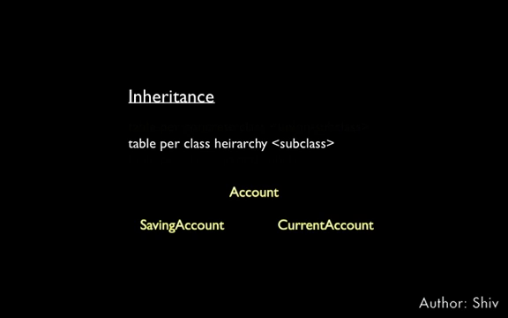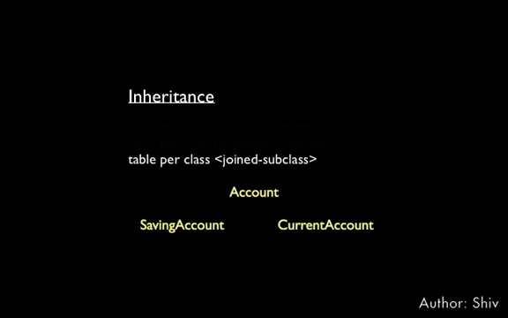I'm going to demonstrate how the whole hierarchy, including the parent class Account and the subclasses SavingAccount and CurrentAccount, can be mapped to the database in a single table. This is what we call table per class hierarchy mapping. At the last, I'm going to demonstrate how to map an individual table for each class in the hierarchy. This is called table per class mapping.